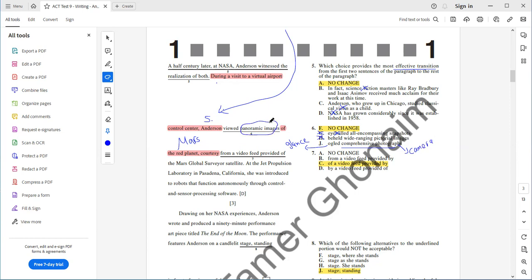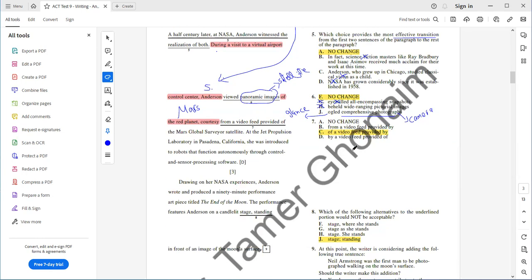Panoramic images is going to be through the satellite. And you know the red planet, no one arrived to it till now, or if they arrived, so it's going to be panoramic images. Clear, Engineer Omar? Clear. Okay. Number seven, Streamer Adam.